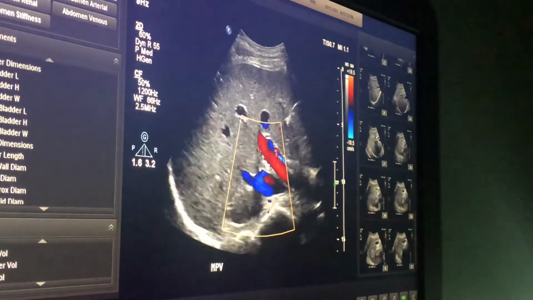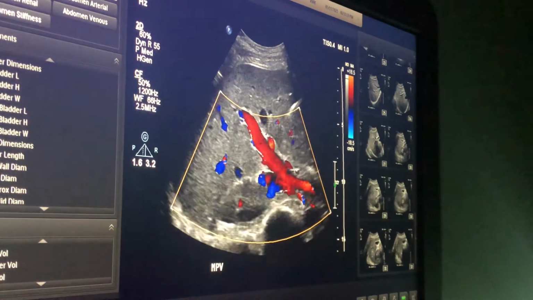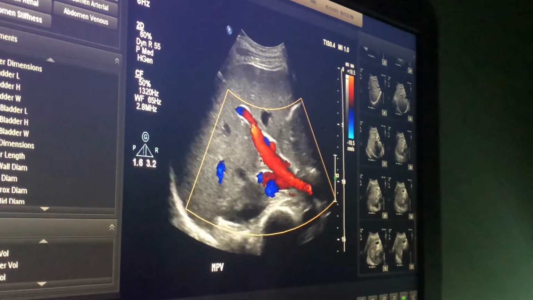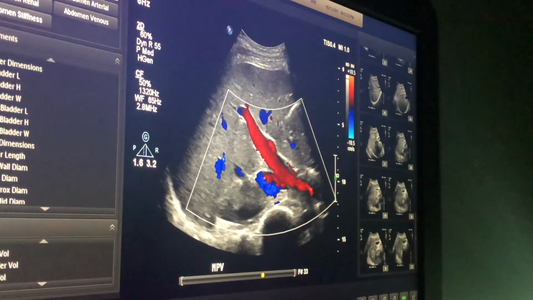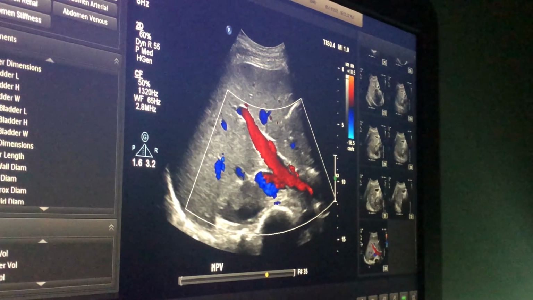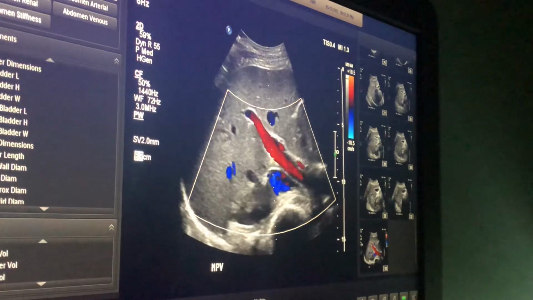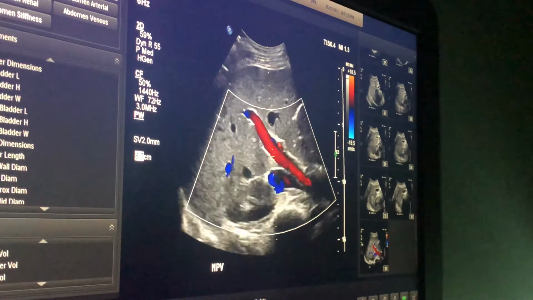I'm going to turn my color on, adjusting my color box so I can fit a lot of it. And it looks really nicely through here. I didn't even have my patient taking a breath or anything. I just caught it in between the patient's breathing. I'm going to take a color picture there, and then I'm going to do a Doppler signal.